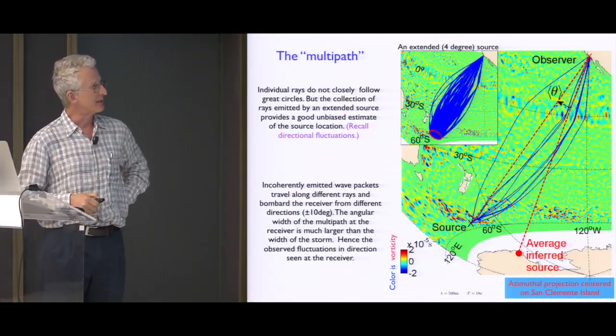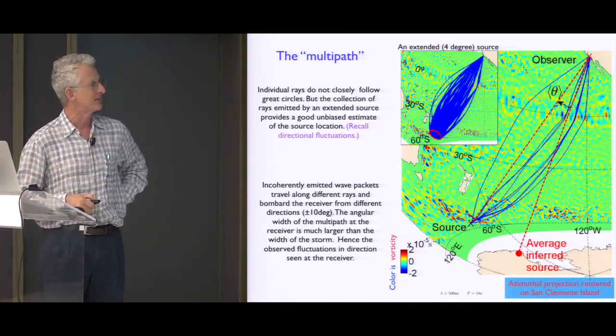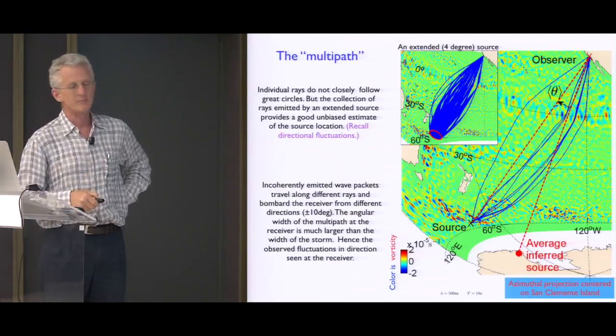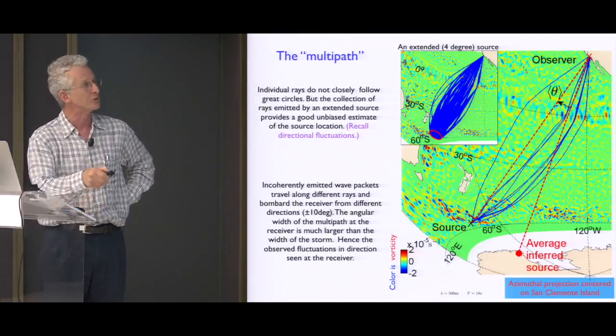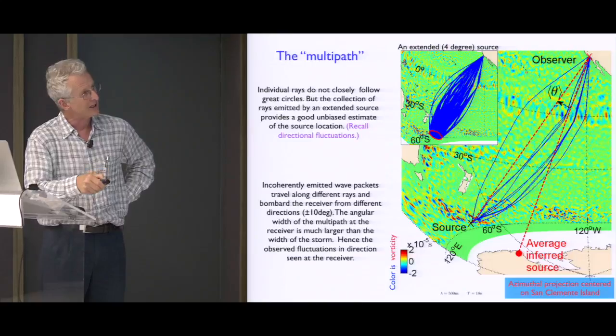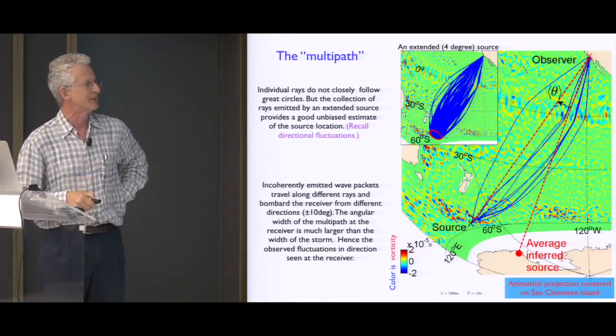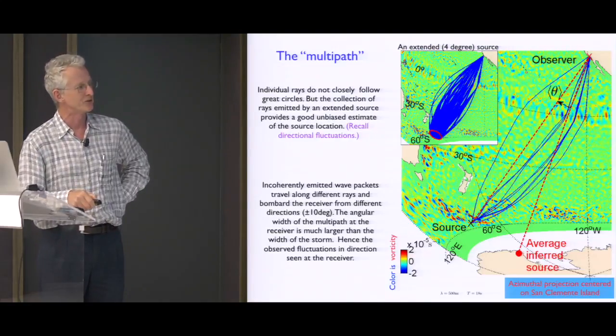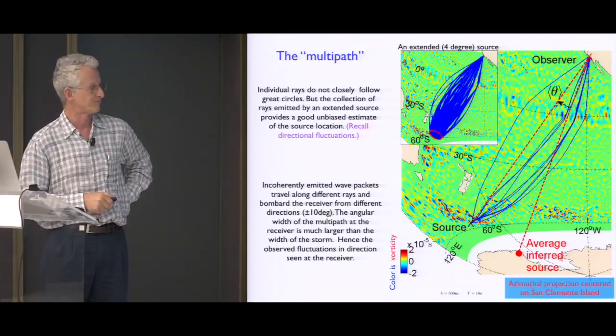So the idea is that incoherently emitted wave packets travel along different rays and they bombard the receiver. The angular width of the multipath, that is the width of the rays which are coming into the receiver, is actually much larger than the width of the storm. So if you followed back the angular width here, you'd get a huge area, with the storm at the center of it, and hence the observed fluctuations in direction seen at the receiver, okay?